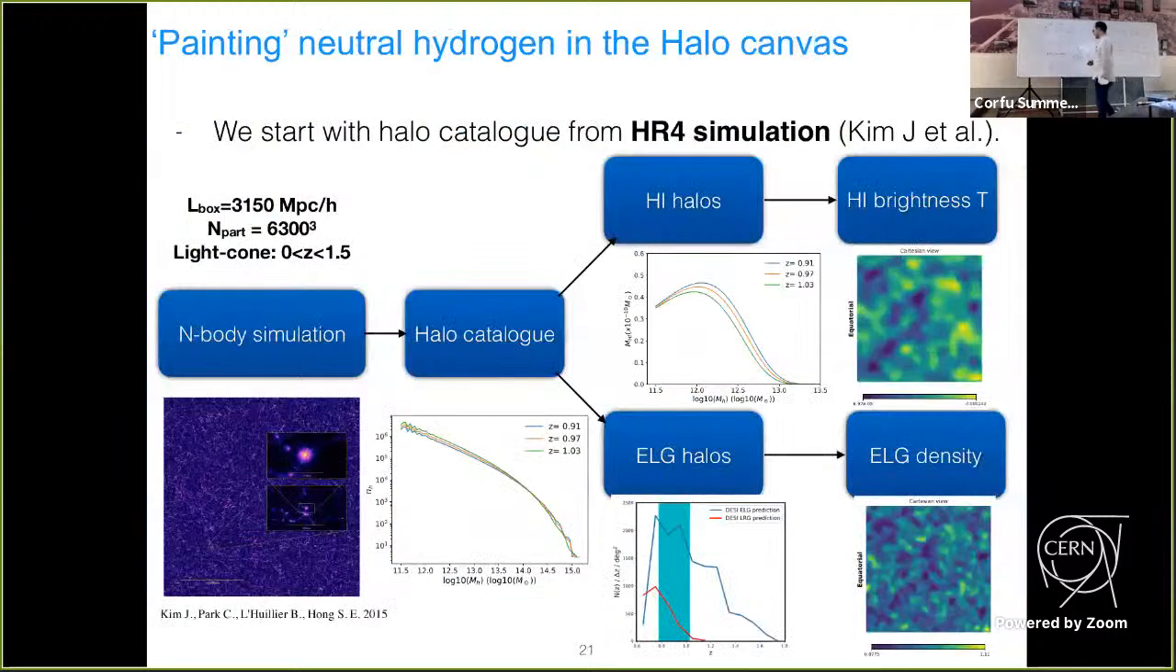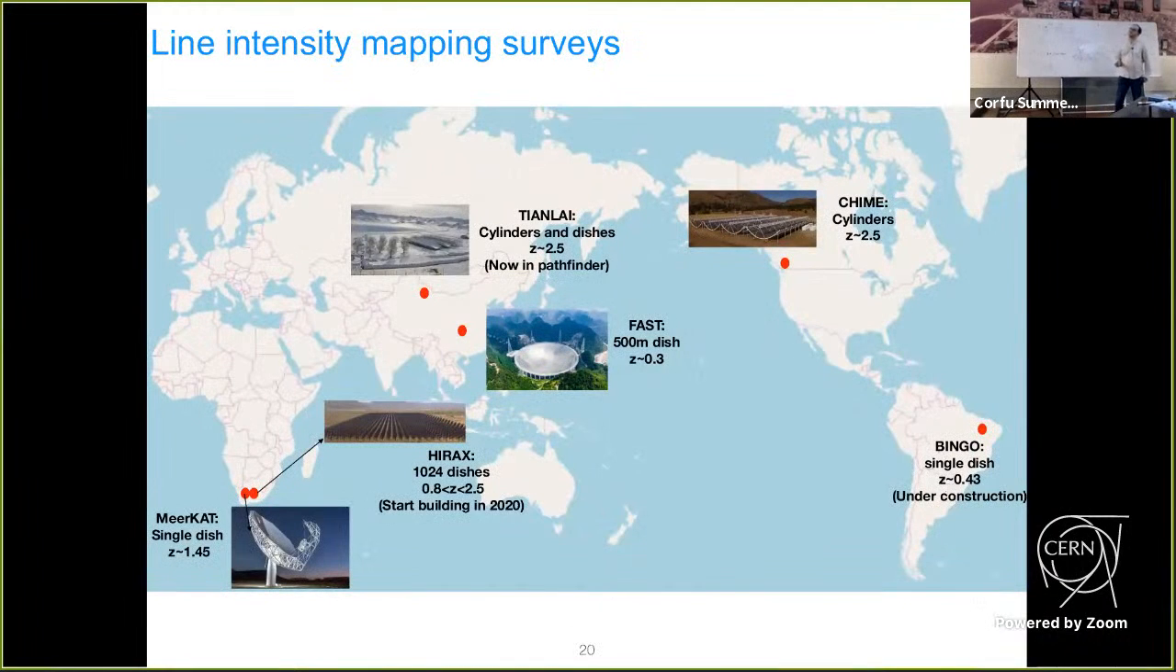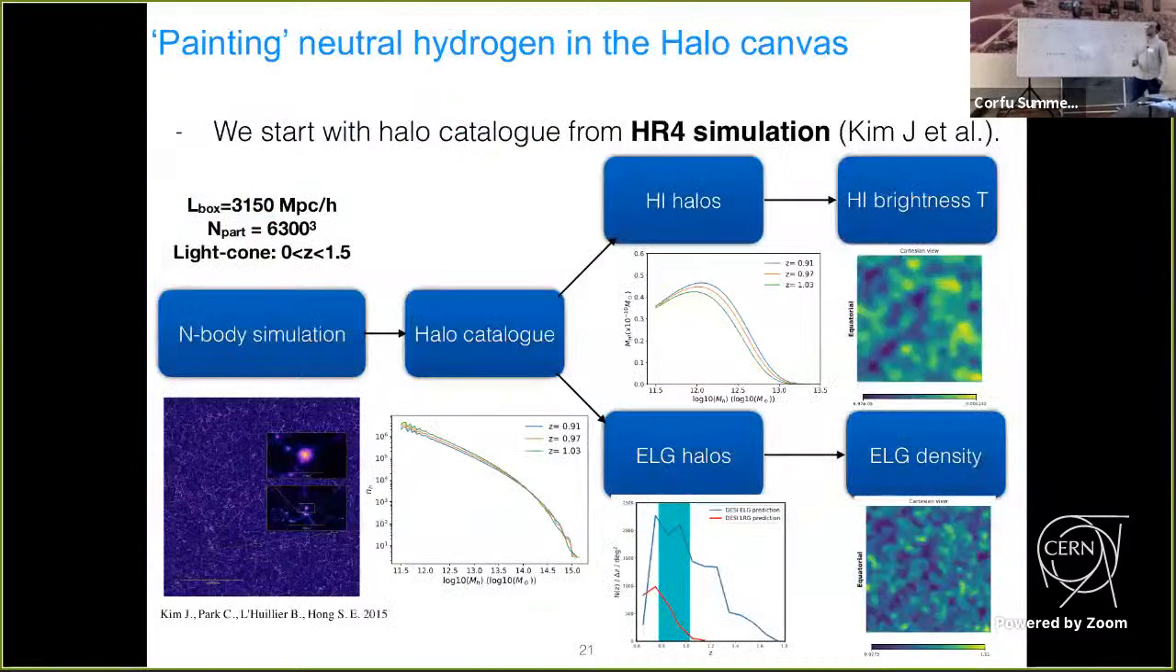So we wanted to check how well we can do with some of those in terms of, for example, the growth of structures. So we created these simulations called the H1R4. We took an N-body simulation, lambda CDM. If anybody wants to test another model, we will need to change this part here. So you just do a simulation, and from the simulation you get basically the halo catalog.